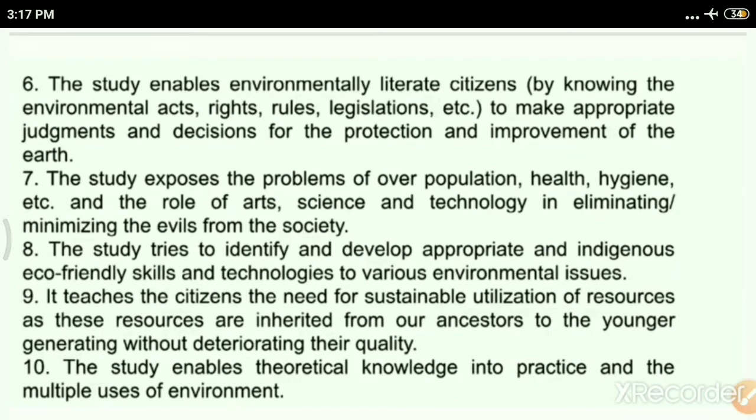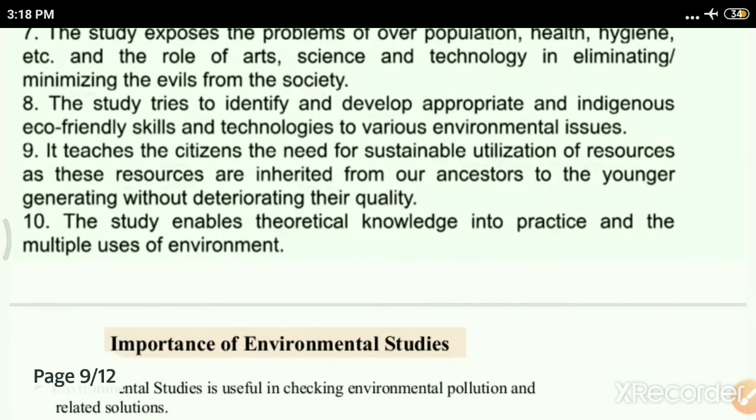So this study also tries to identify and develop appropriate and indigenous eco-friendly skills and technologies for various environmental issues. It also teaches citizens the need for sustainable utilization of the resources. What is meant by sustainable utilization of the resources? Means, in the situation in which we are living, we have to live in this situation for a longer period with the same quality, so that we can call it a sustainable life. So this study also enables turning theoretical knowledge into practice and multiple uses of the environment. So all these 10 points come under the scope of this environmental science.